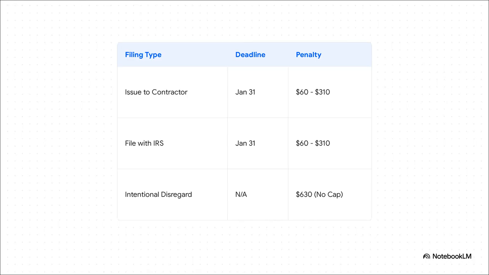The strict deadline here for both issuing the form to the contractor and filing it electronically with the IRS is January 31st. You simply cannot fall behind on this. Standard penalties for being late range from $60 to $310 per form, depending on how late you actually are. But if the IRS decides there was intentional disregard on your part, that penalty skyrockets to $630 per form. And guess what? There's absolutely no cap on that penalty. The financial stakes for failing to file accurate, timely 1099 NECs are incredibly high.